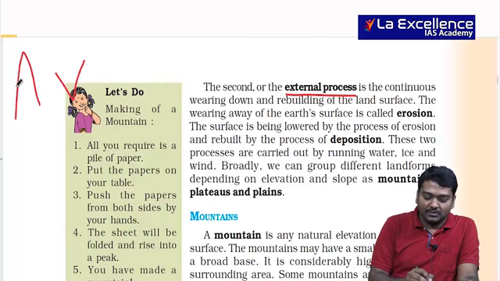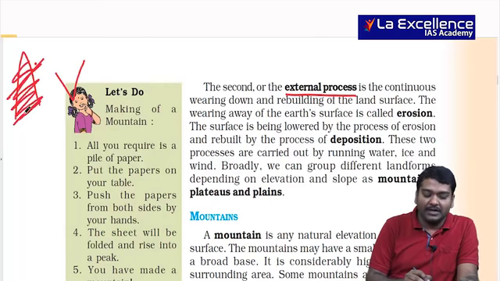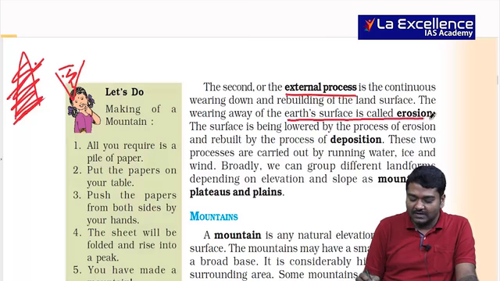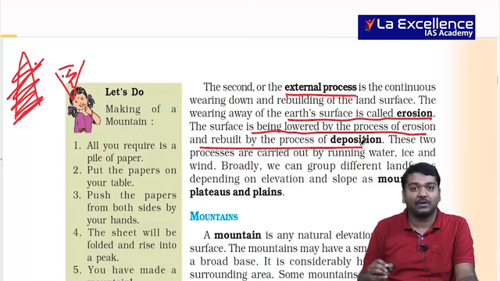So in the second process what happens? This will be completely eroded and this will be completely filled. So rebuilding usually takes place. The wearing away of the earth's surface is called erosion, and it is being lowered by the process of erosion and rebuilt by the process of deposition. Different structures come up: mountains, plateaus, plains.